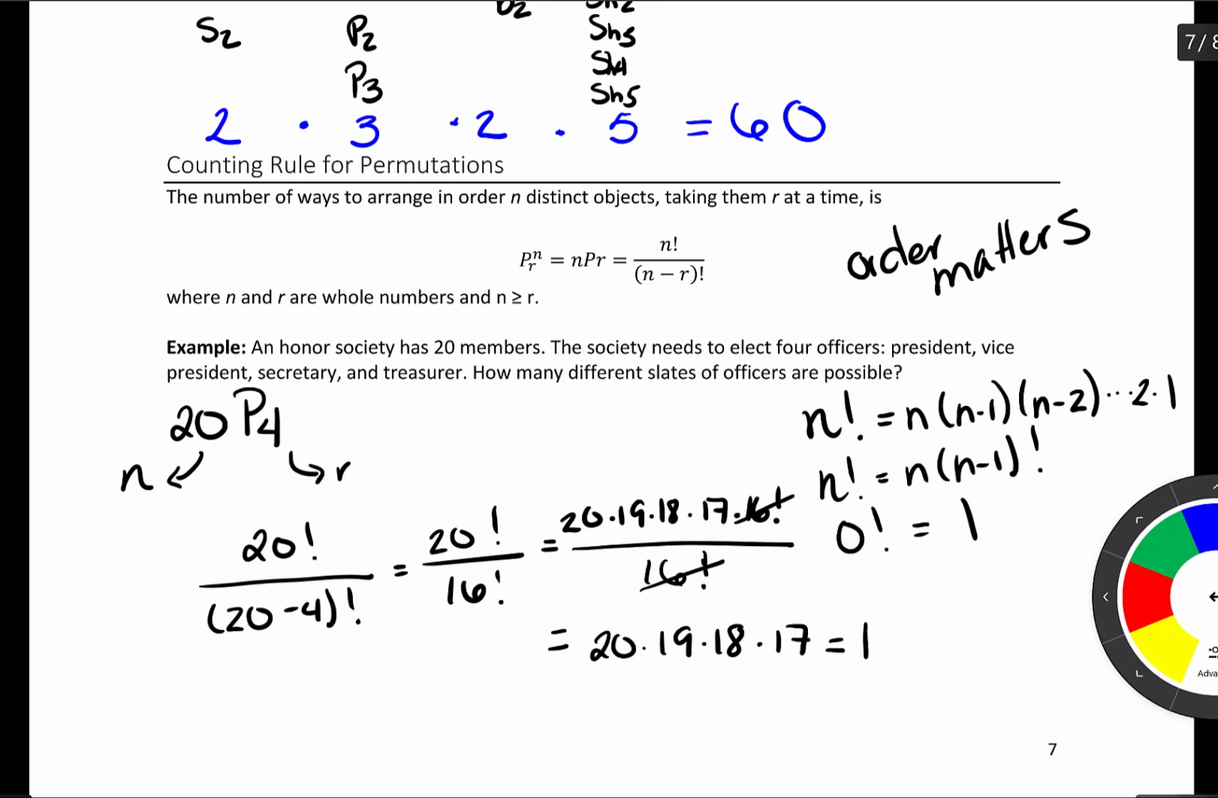And this is equal to 116,280. So this is one of the really interesting things about counting. If you were initially told, hey, there's 20 people, and we need to figure out the different ways that we could select 4 of them, and those 4 people be assigned to president, vice president, secretary, and treasurer, you probably wouldn't initially think that the ways that could be done is greater than 100,000.